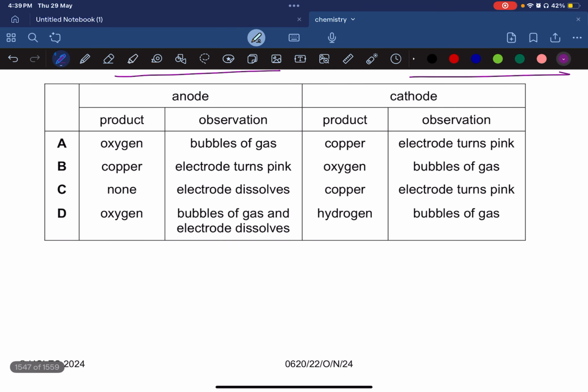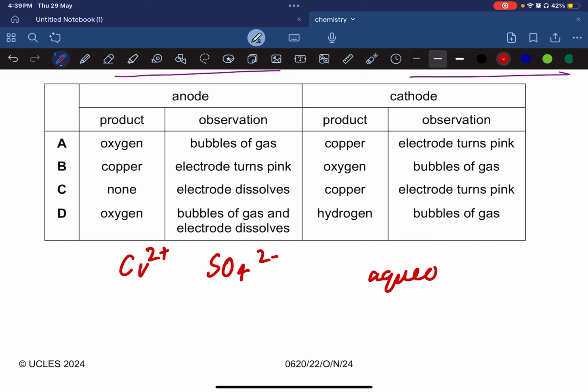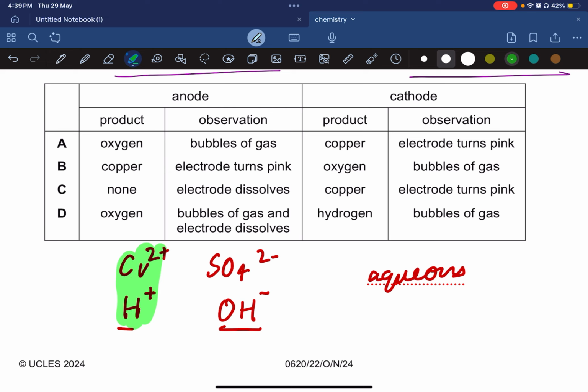We have aqueous copper 2 sulfate. That means for positive ions we have copper, and for negative ions we have sulfate: Cu2+ and SO4 2-. And because it is aqueous, we're going to have water ions as well: an H+ ion and an OH- ion. These are the two ions that make up water. Now let's see, out of these ions, which is going to discharge. What do you guys think? The discharge of ions depends on their reactivity. The less reactive you are, the more you discharge. So between hydrogen and copper, hydrogen is above copper, so hydrogen will not discharge.